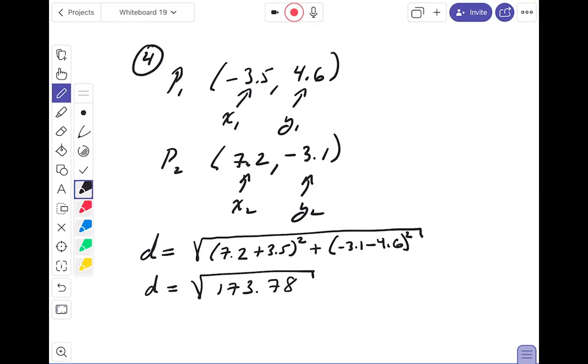Let me repeat this. If you're having trouble using a calculator, come by during office hours and I'll try to help you with that. But they said approximate this thing, right? So again, you need to use a calculator. That'd be approximately 13.18.